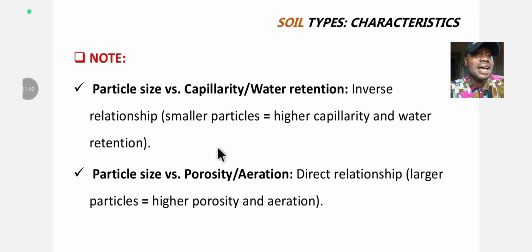So for sandy soil that has a larger particle, it has a low capillarity and low water retention. You can see, inverse proportion. Okay. So, particle size versus porosity and aeration. When the particle size is larger, it equals high porosity and aeration.